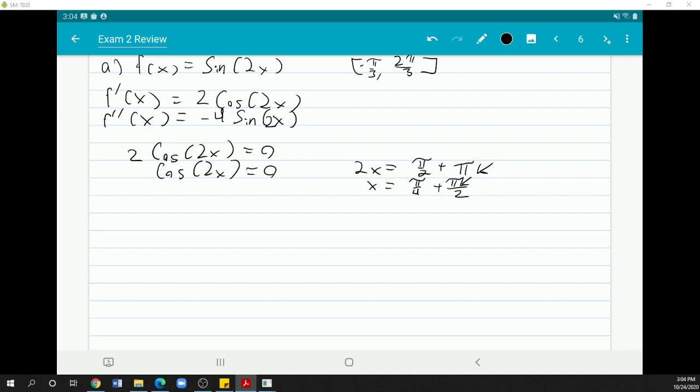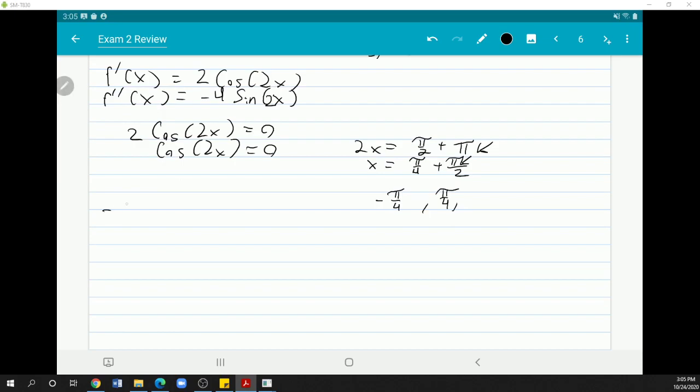Okay, so now we see which one of these are in the interval. So pi over 4 is in the interval. If I add in pi over 2, that's going to put me at 3 pi over 4, and that's going to be too big. So pi over 4 is in there, nothing bigger. Minus pi over 4 is in there, subtract pi over 2. And minus pi over 4 is closer to 0 than minus pi over 3, so it's in that interval. But these are the only two.